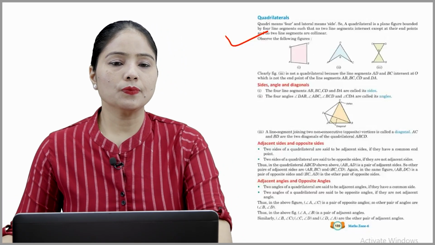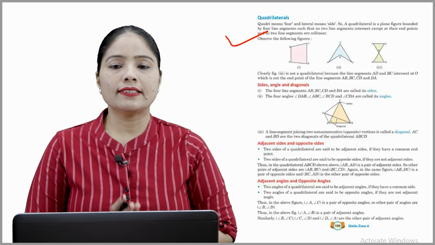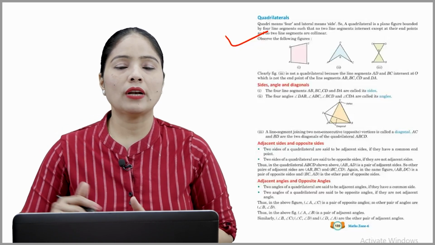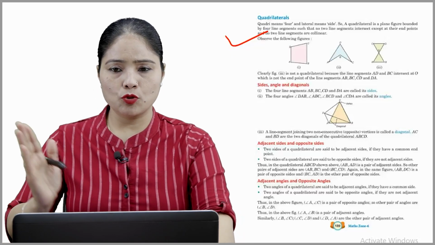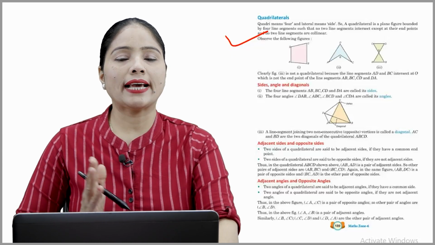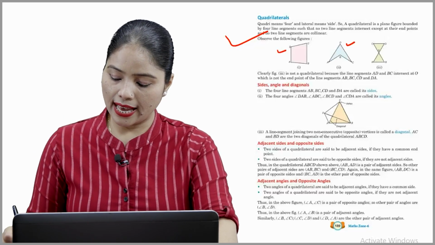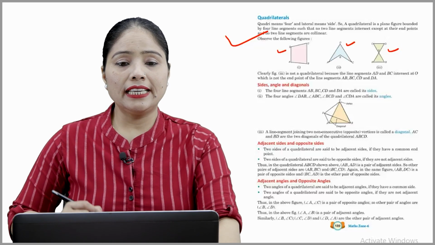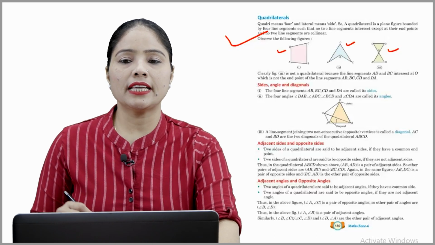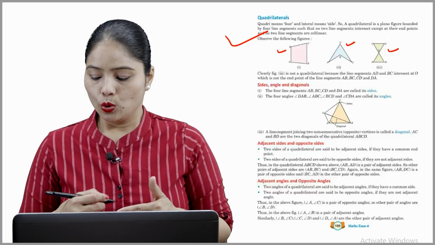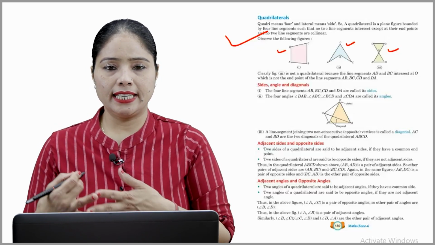Quadrilaterals. Quadri means 4 and lateral means side. So a quadrilateral is a plane figure bounded by 4 line segments such that no 2 line segments intersect except at their end points and no 2 line segments are collinear. Observe the following, like this, like that, and this is also. Clearly figure 3 is not a quadrilateral because the line segments AD and BC intersect at O, which is not the end point of the line segments AB, BC, CD and DA.